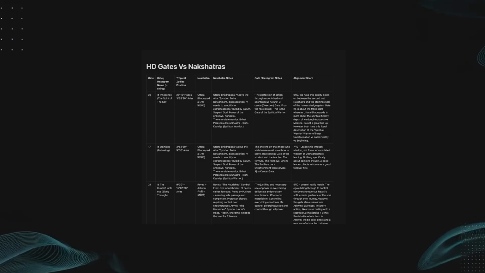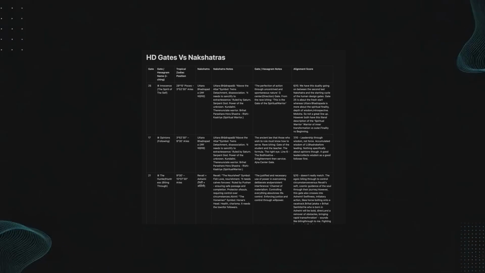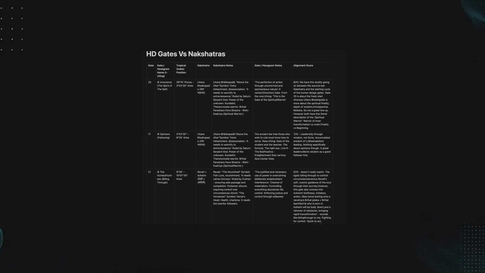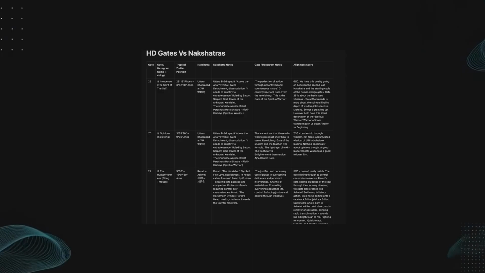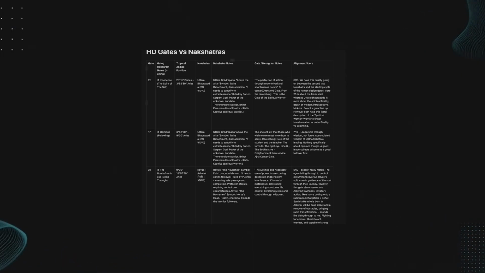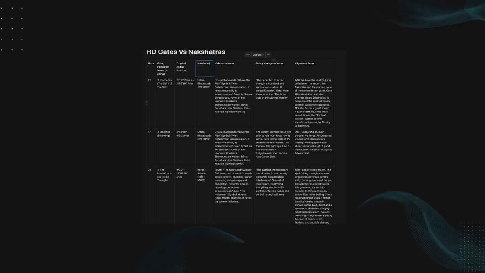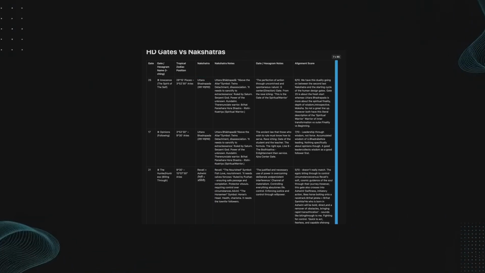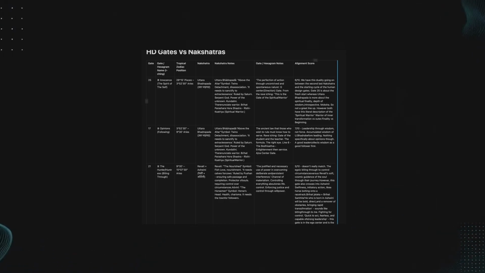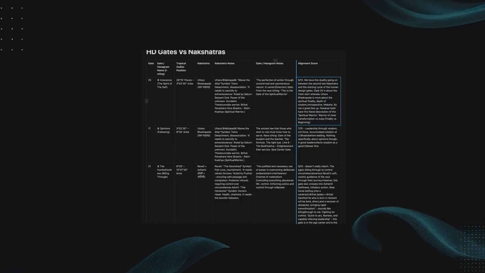So we have a basic table here. We've got the gate number, the gate or the hexagram, as it's called in the I Ching, the name, the tropical zodiac position, the associated nakshatra, some notes on the nakshatra, the archetypal associations, then the notes between the gate and the hexagram, and then a rough alignment score where I've tried to compare the similarities in the interpretations and the archetypal energies between the two.